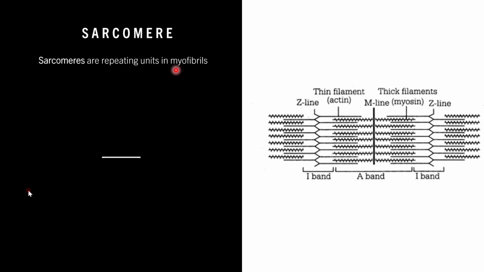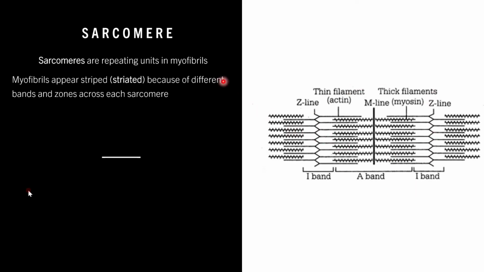So we know our myofibrils are these little cells that make up our muscle and our muscle fibers. And these myofibrils are made up of these repeating units called sarcomeres, and they're shown here, and we'll explain this diagram in a minute. So our myofibrils appear striped. All of these little individual smaller units appear striated, and that is the biological term for striped. And this is because of the different bands and zones across the sarcomere, as you can see in this diagram.